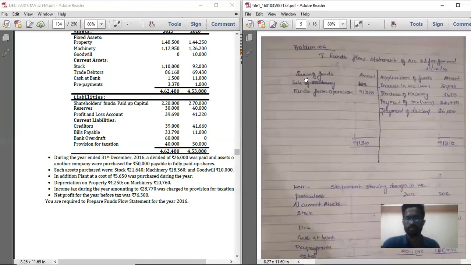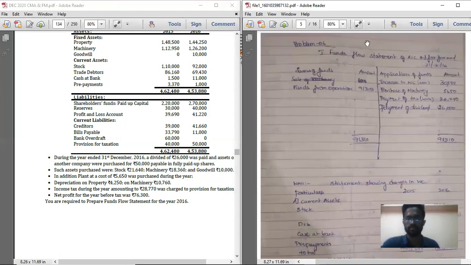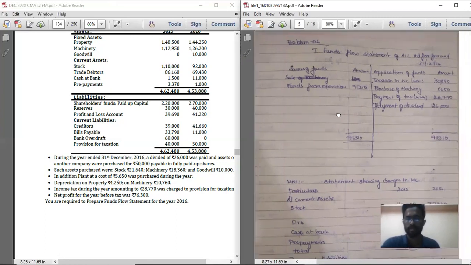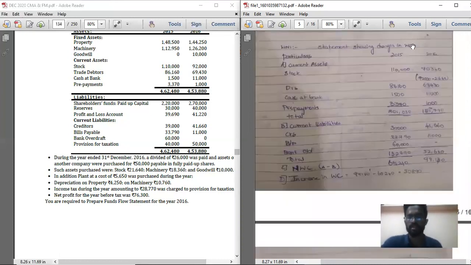Problem number 6. I'll just pause the video here and look at the fund flow statement. Total is 91,310 on the source of funds and application of funds. Next, changes in working capital. Just pause the video and check. 30,890 is the increase in working capital.